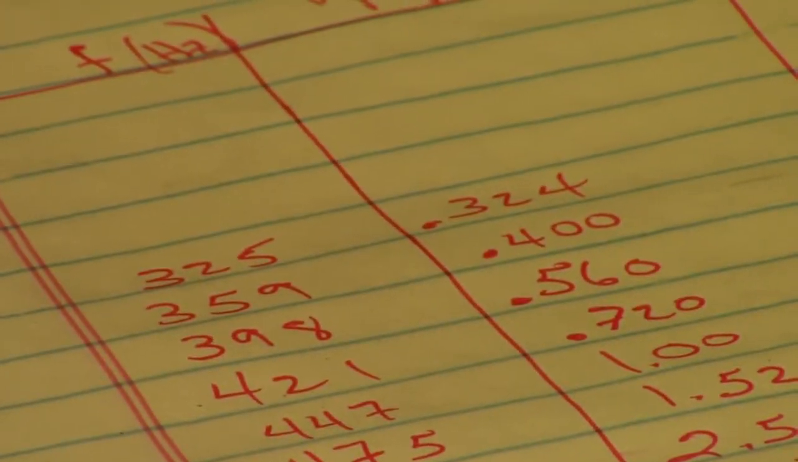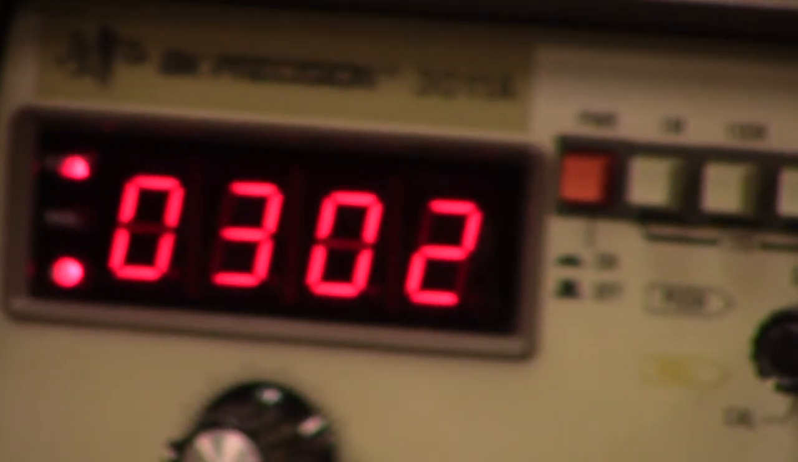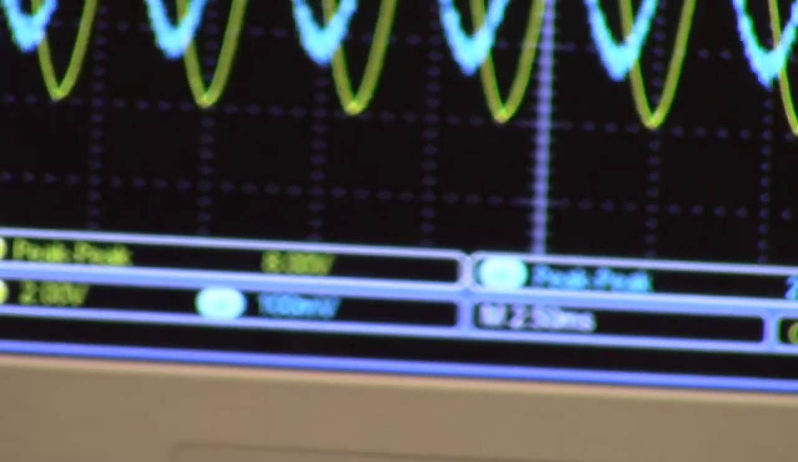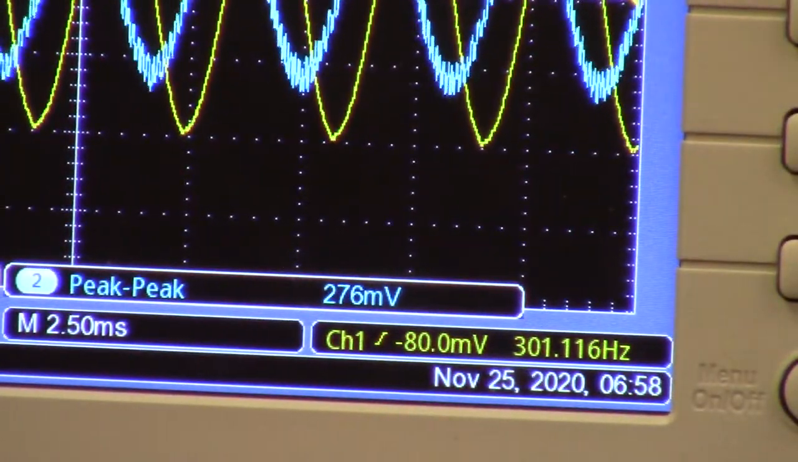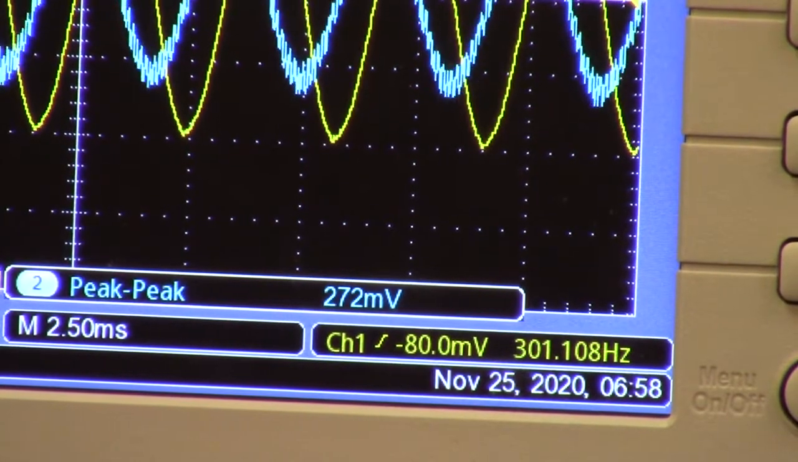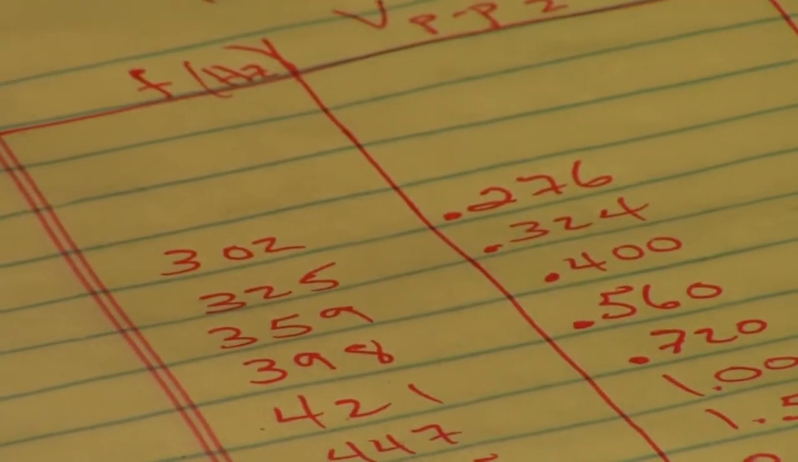A little lower frequency. It's really picking up my mic there. Let me go to 302. And it stayed about 8, and I got a 276. And I'll go a little more here. How about a 272?